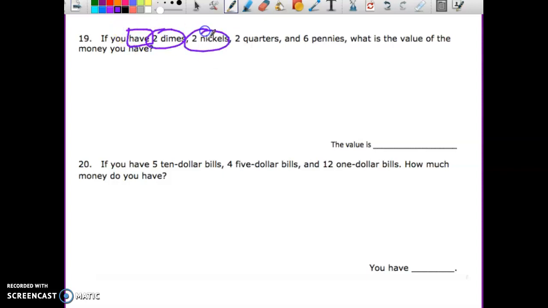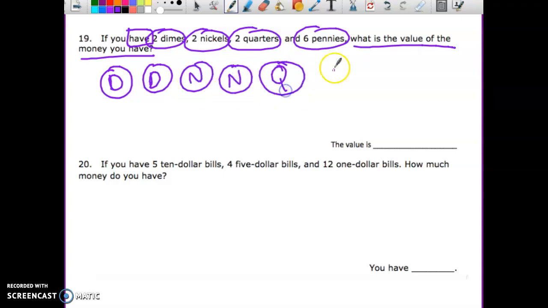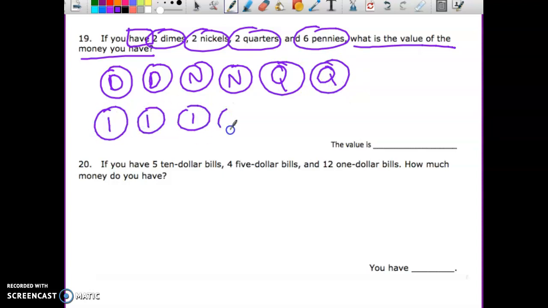So if you have 2 dimes, 2 nickels, 2 quarters, 6 pennies, what is the value of the money you have? What I've told most of them to do is go back and draw it. So you have 2 dimes, 2 nickels, 2 quarters, and 6 pennies. Use your hairy money method. So dimes get 2 hairs, a hair for each nickel, and my quarters get 5 hairs. My pennies are bald, they are only worth 1 cent.